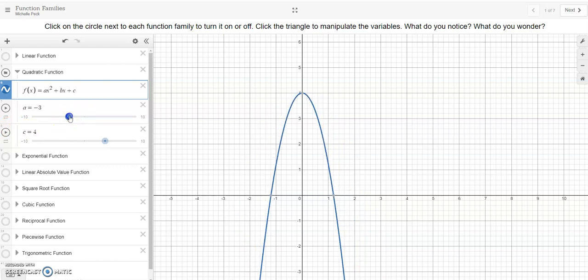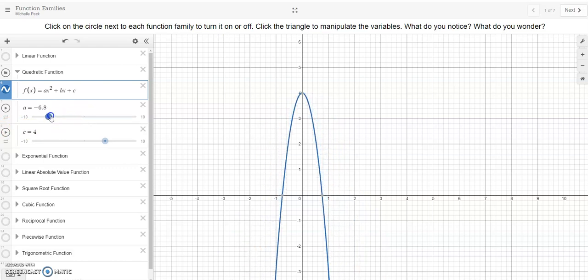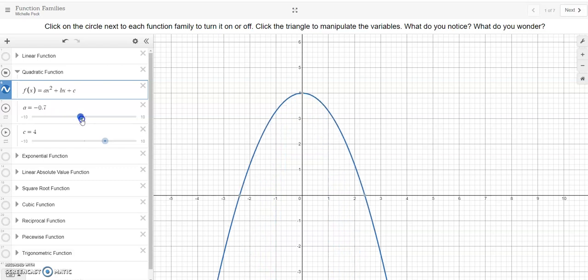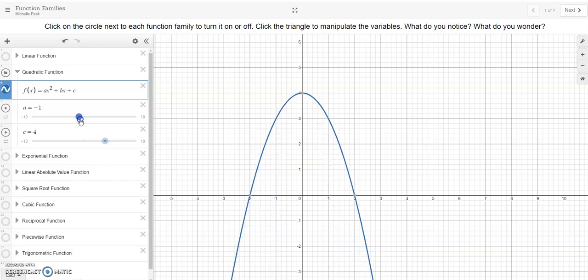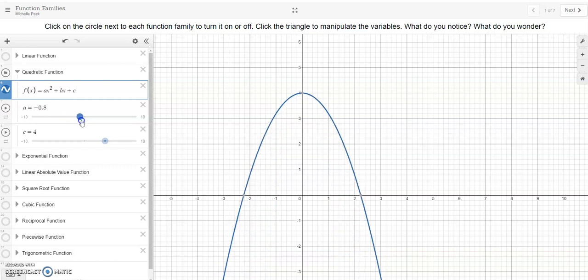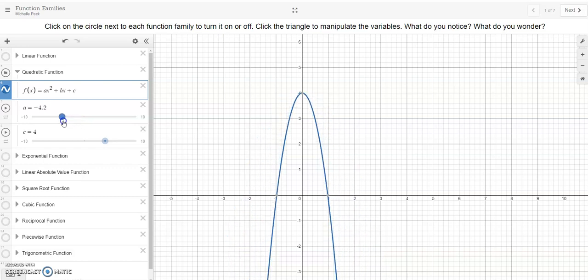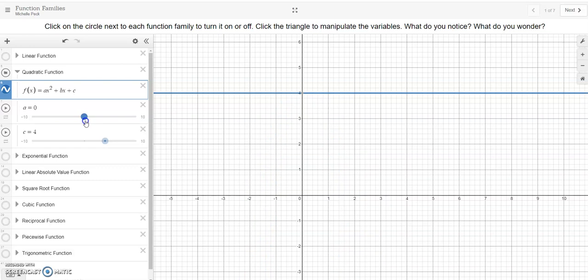Again, as I change that, I can change the way the parabola looks. As you see the x value is changing, my roots are changing. The point where it crosses the x-axis is changing, and that's really what we're solving for: where does the parabola cross the x-axis, or what are the roots of the quadratic equation.